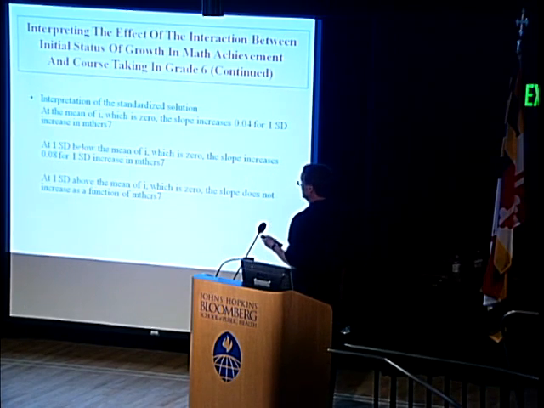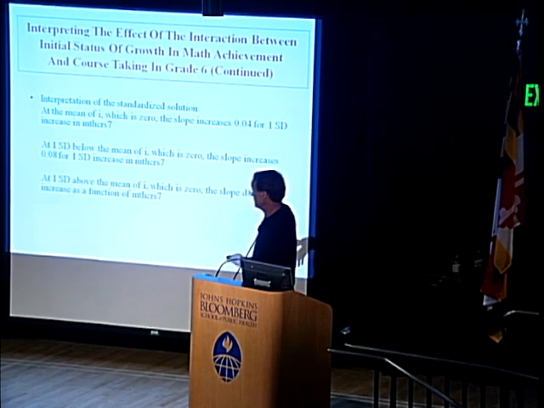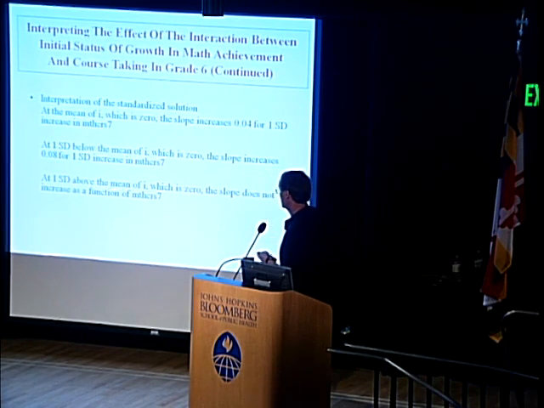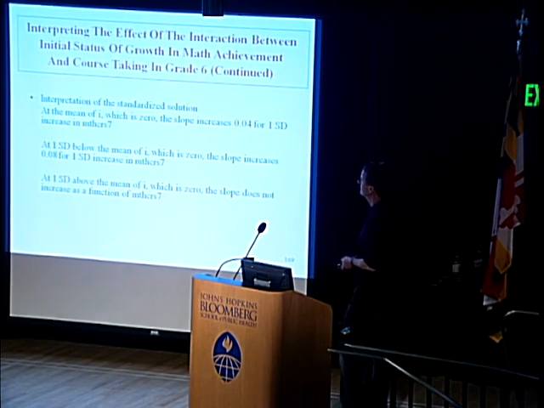At 1 standard deviation below the mean of I, which is 0, I is equal to -1, right? So there will be minus 0.04 times -1. That's plus 0.04. So the coefficient will be 0.08. And 1 standard deviation above the mean, the slope does not increase as a function of math course 7 because it would be 0.04 minus 0.04. So if you just read these, now you come from there to here, so just look at this and think, what does this mean?